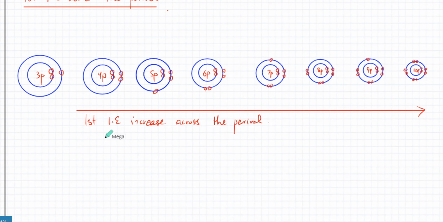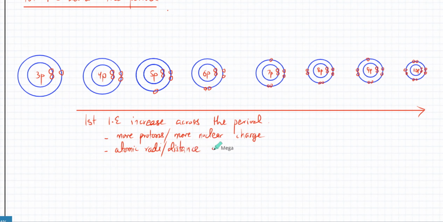And what are the factors that are involved? Why does it increase across the period? The proton number increases, the nuclear charge increases. Okay, so you have more protons, more nuclear charge. What other factors? The radius decreases, atomic radius. So the atomic radius or the distance of the electron gradually decreases slightly as you move towards the right across the period.